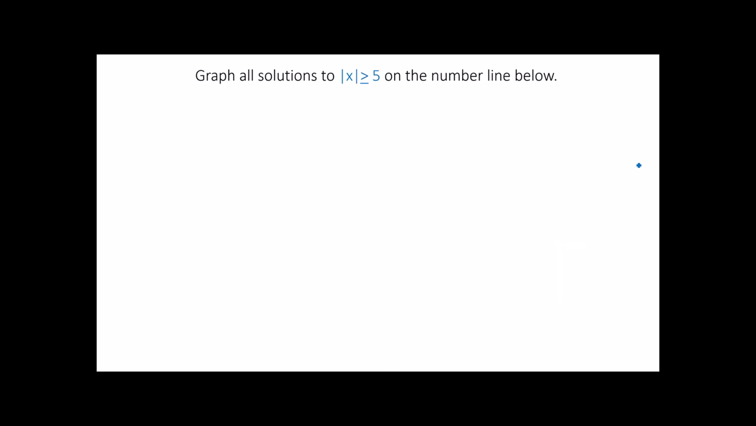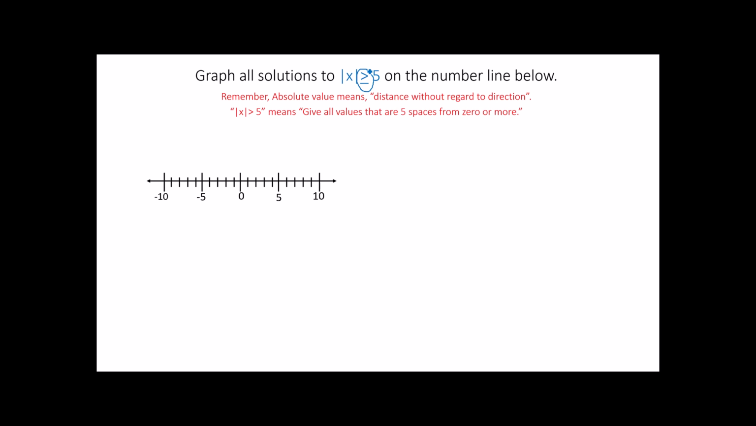Here's one. This one is slightly different because we're looking at things that are greater than or equal to 5. Remember, absolute value means distance without regard to direction, so we're looking for numbers that are 5 spaces from 0 or more. That would be things like 5, 6, 7, 8, 9, 10, and so on. Or negative 5, that's 5 spaces away from 0.